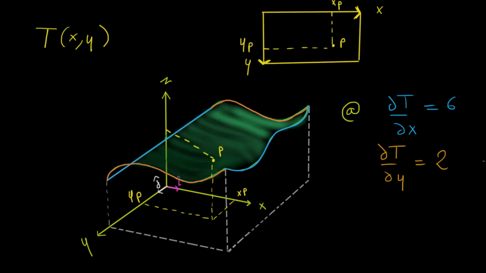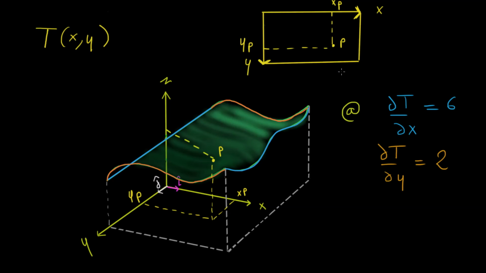Now what does that mean? That means that at this point P, if I go 1 unit in the x direction, starting from this point P, the temperature will increase by 6 degrees. The same way, if I go 1 unit in the y direction, starting from this point P, the temperature will increase by 2 degrees. Now the question is, starting from this point P on this plate, which direction do I need to follow in order to get the maximum increase in temperature?